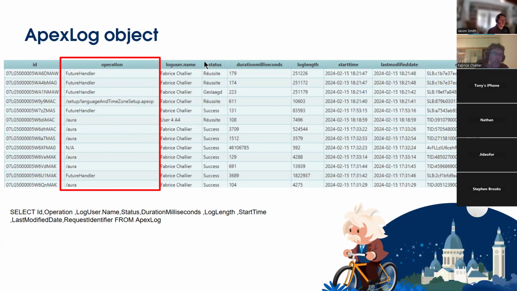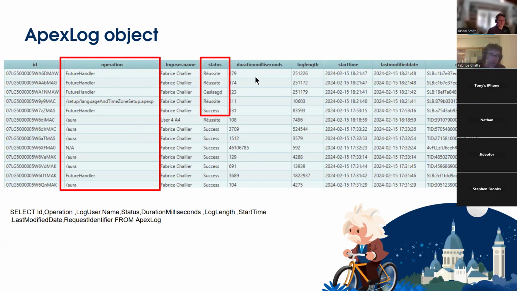It will provide you the name of the user that is logged. You have access to the duration of the log, and I will explain why it's important to have this information. And very important, you will have the start time and the end time. I forgot to add the end time within my query, I should, because it's also something you will need during the presentation. So a lot of information that you have is directly accessible through the Apex log object.